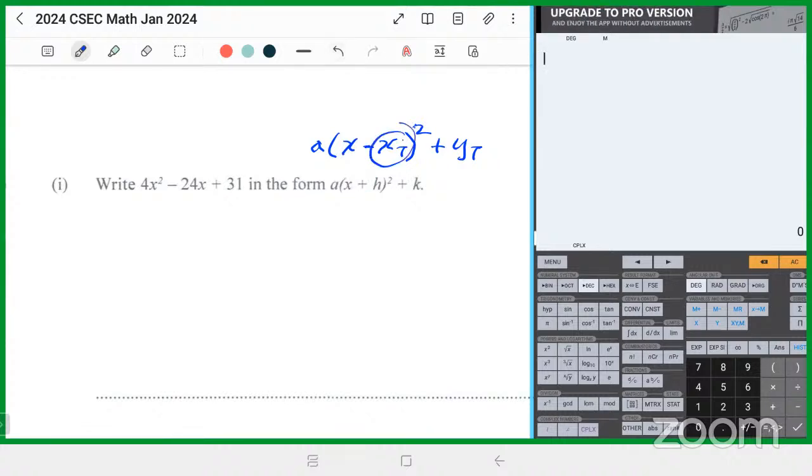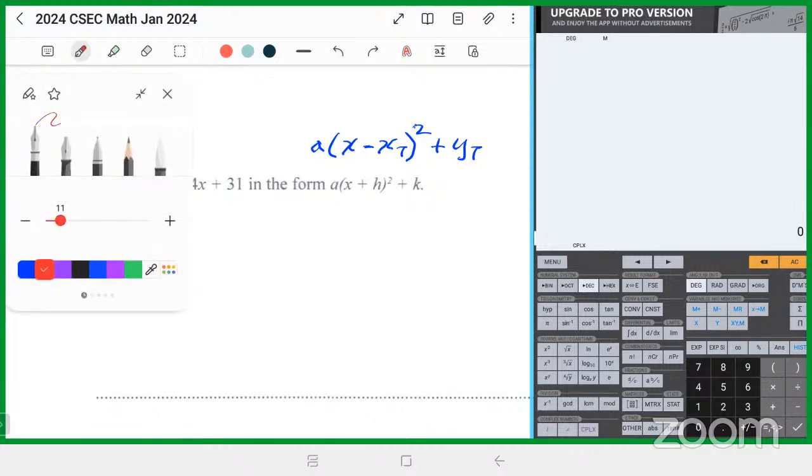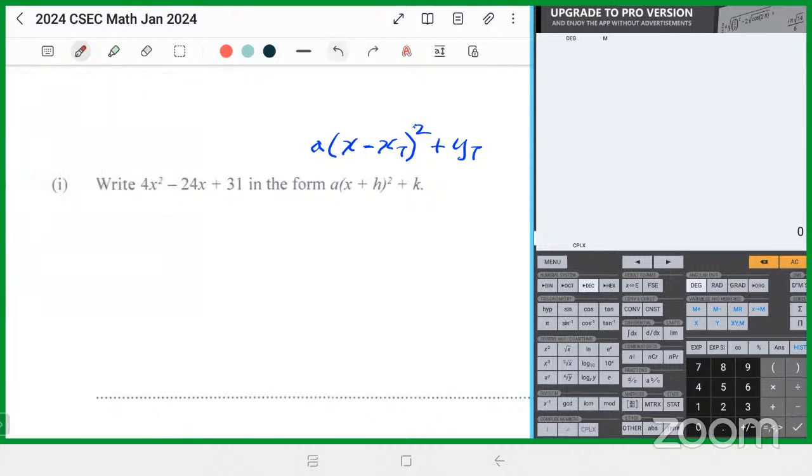I'm going to use a formula to calculate xt. The formula uses the coefficients of the standard form of that quadratic expression. So the coefficient of x squared is given the letter a, which is 4 now. So a equals 4. And b is given the coefficient of x, which this time is negative 24. b is negative 24. And c is the constant term in the expression. The c is going to be equal to 31.